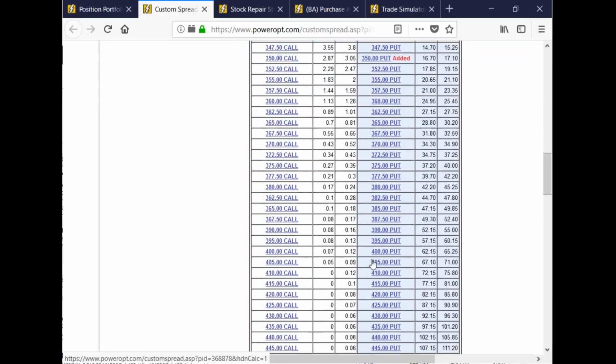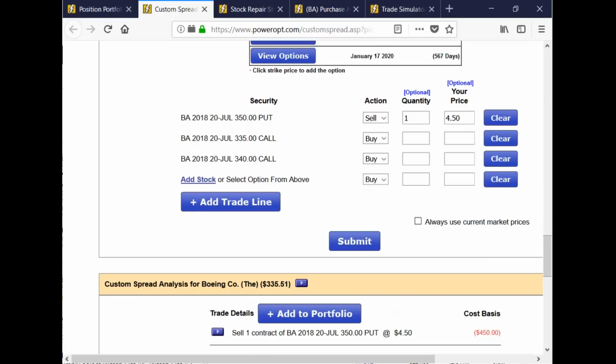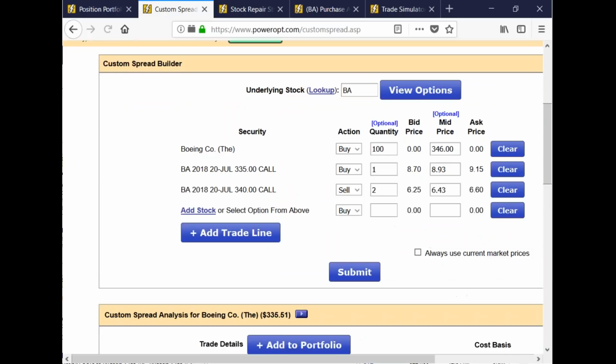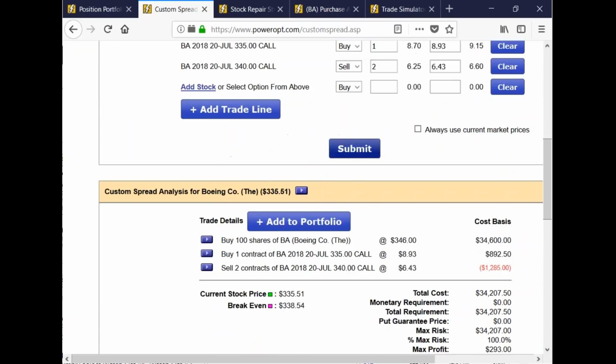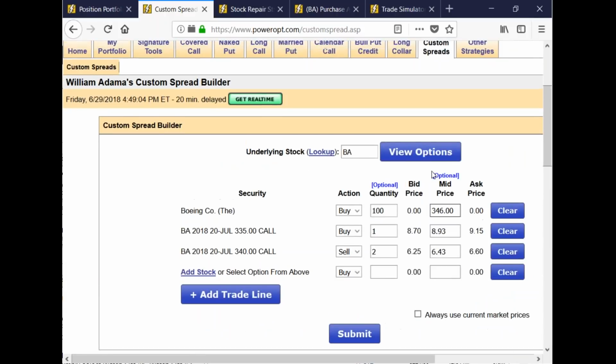335, 340. Oh, shoot. We bought stock. We were going to buy 100 at 346. There we go. Buy 1 345, sell 2 340s. I think we were actually on the 13th, but that's okay. All right, so there we go. There's the repair with the cost basis. Now, net credit for this transaction, this one's a different one. We went out to July 20th here. So we've got about $300 or so, almost $400 worth of credit.